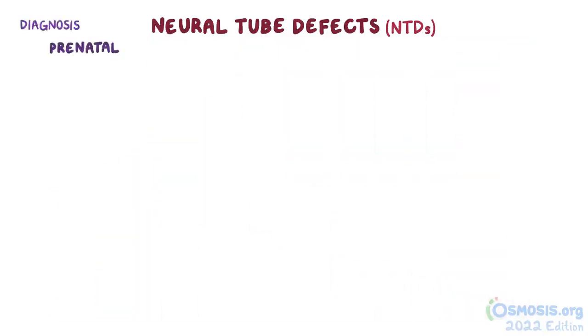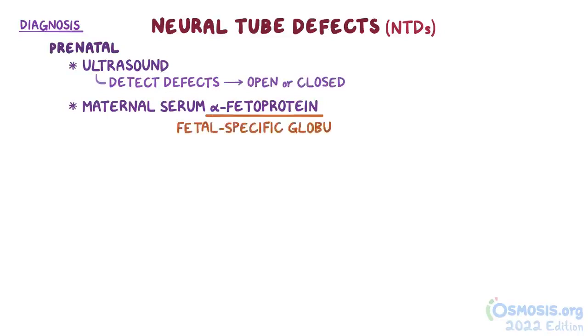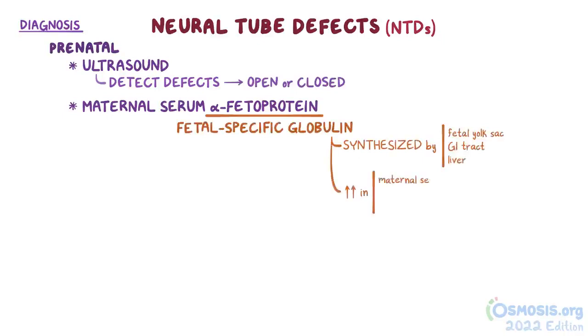Prenatal diagnosis is comprised of two approaches: ultrasound examination or measurement of maternal serum alpha-fetoprotein. Ultrasound detects most of the defects and classifies them as open or closed. Alpha-fetoprotein, a fetal-specific globulin synthesized by the fetal yolk sac, gastrointestinal tract, and liver, is usually increased in the maternal serum, amniotic fluid, and fetal plasma.